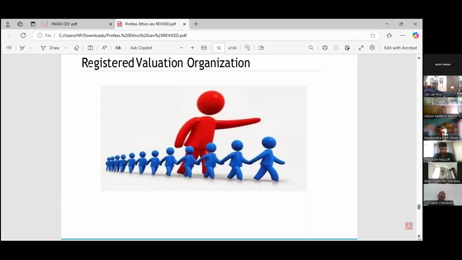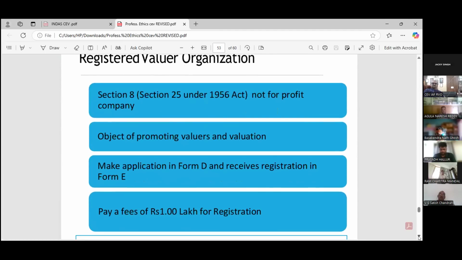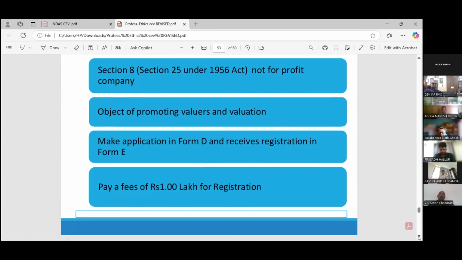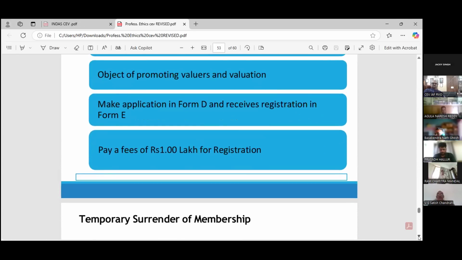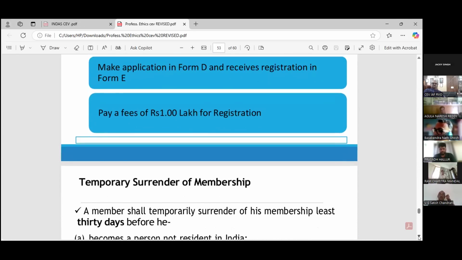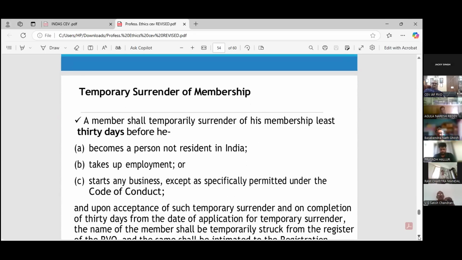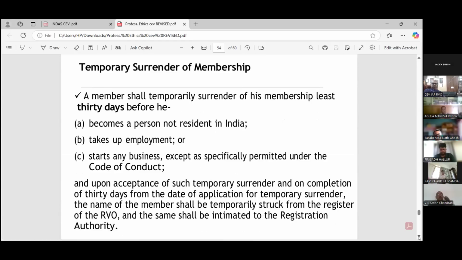Then we have already discussed RVO, section number 8, section number 25. We have discussed the objective of promoting the valuer and valuation association, and make application in form number D and receive registration in form number E. With this thing we have done. Then come to temporary surrender. A member shall temporarily surrender his membership at least 30 days before when he becomes a person non-resident in India, takes up employment, or starts any business except as specifically permitted under the code of conduct.